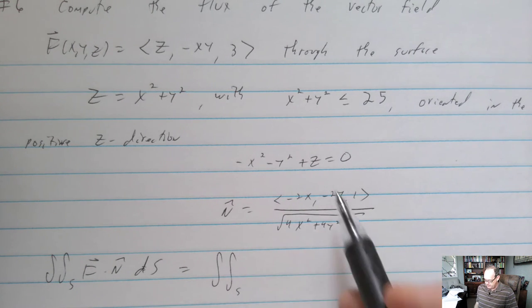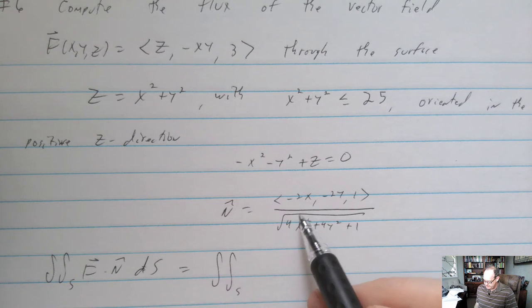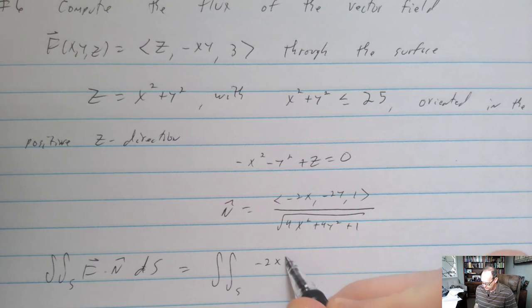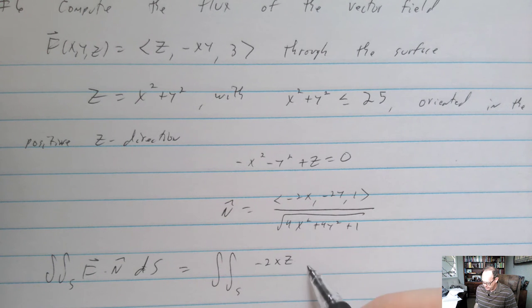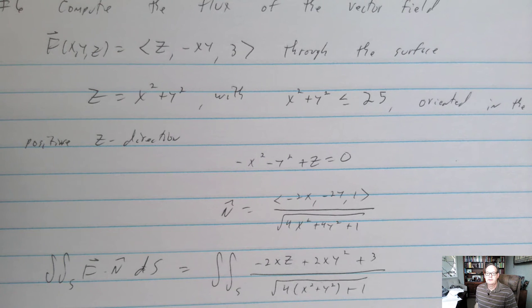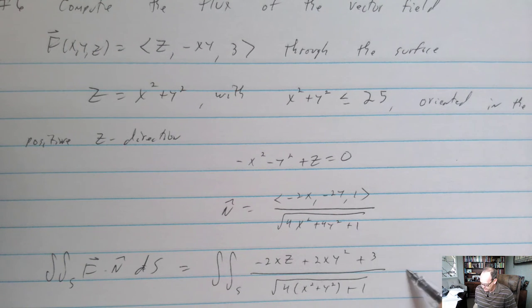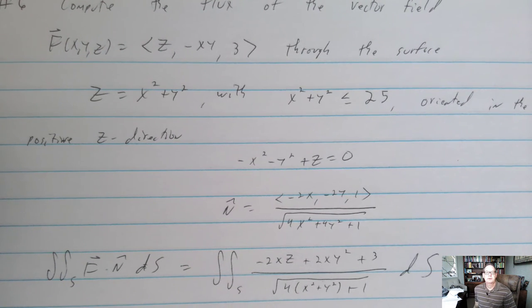So the dot product will be z times negative 2x. Negative xy times negative 2y will be plus 2xy squared, and then 3 times 1, so plus 3. And we're dividing by this, so 4, I'll factor the x squared plus y squared. Actually, it's going to cancel in a bit. So it's this surface integral.